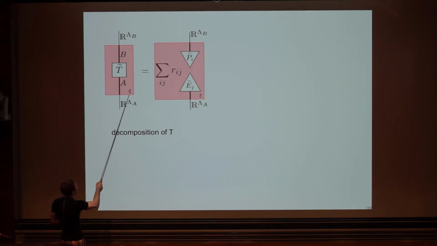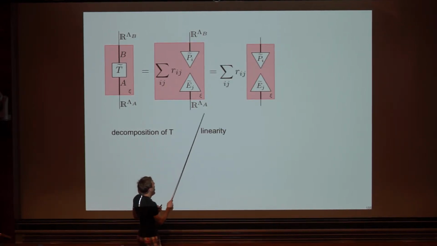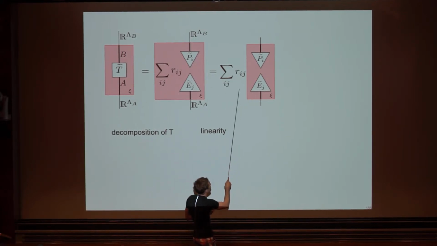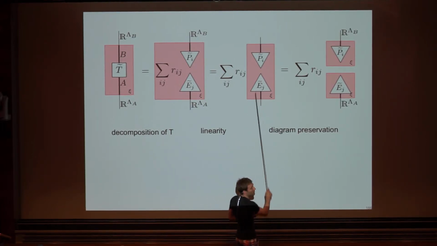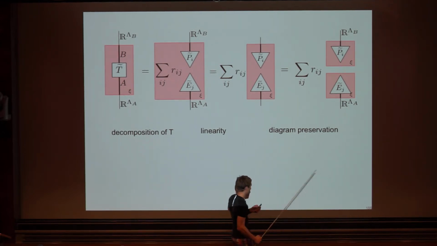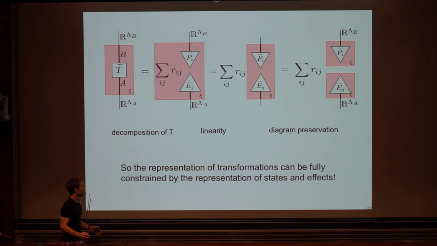So if we're interested in the ontological representation of a given transformation, well, we can just substitute that decomposition of the transformation. And now, by linearity of the map, we can just pull the sum and these constant coefficients out. And then we can apply diagram preservation to say the representation of this effect-reprepare channel is just the representation of an effect, and then separately the representation of a state. And so this is already a pretty nice insight. It says in this very large class of GPTs, the representation of transformations is completely constrained by the representation of the states and the effects.